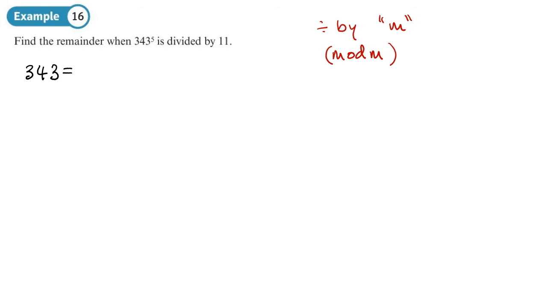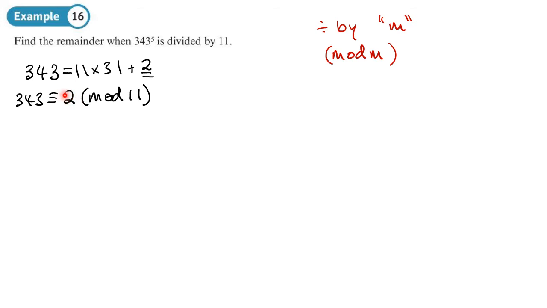So 343 divided by 11, that's 31. So this is 11 times 31. If we work that out, that gives us 341. So there's a remainder of 2. Right, so 343 is congruent to 2 in modulus 11, mod 11, because they have the same remainder when divided by 11, and 2 is the easiest number.